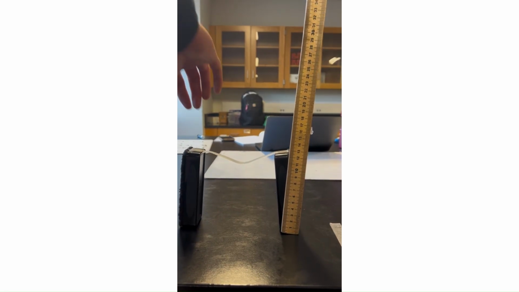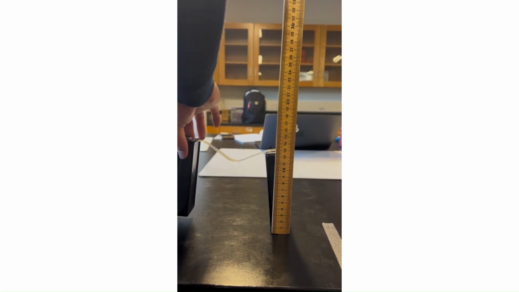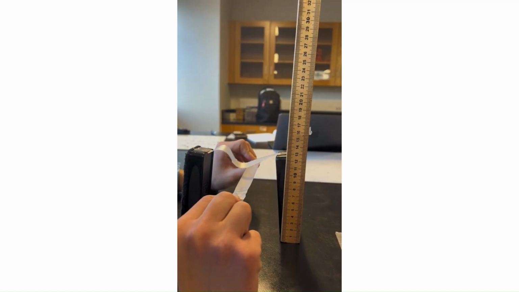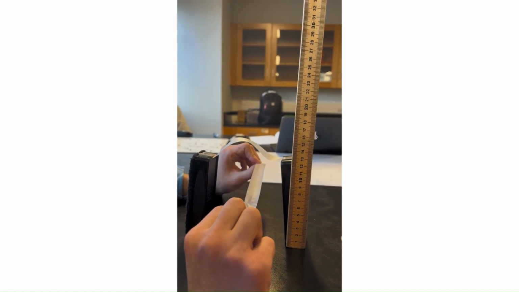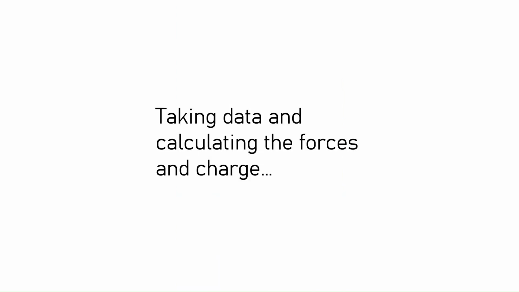Getting into the experiment. Same as last time, this shows one tape floating above the other, attached to two erasers and a ruler, and it just shows one tape repelling the other. This is the observation that we modeled and did the computations from. So now we take our data and make calculations.